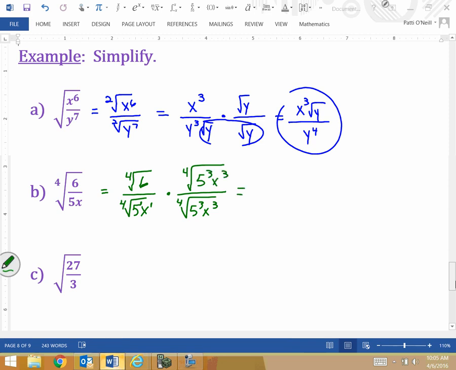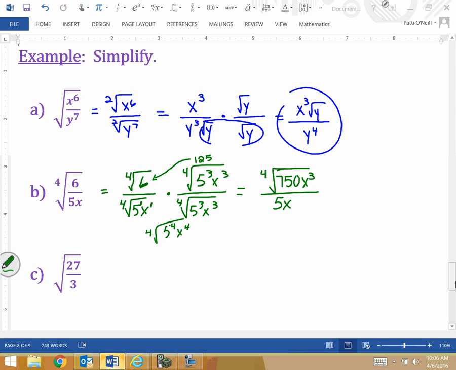So this is going to leave me with the fourth root of 5 cubed is 125. That's got to get multiplied by the 6 that's there. So I believe that's 750 x cubed over, this is going to turn out to be the fourth root of 5 to the fourth, x to the fourth, and that will leave me with 5x in the denominator.